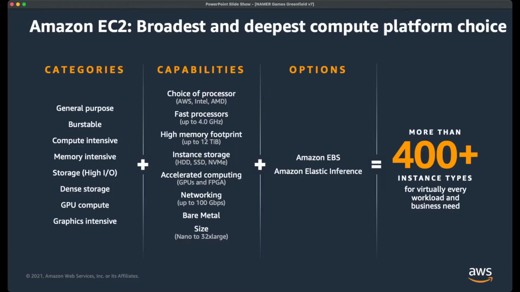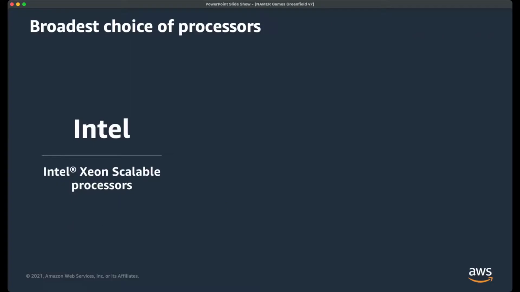So Amazon EC2 offers the broadest and deepest compute platform with over 400 instance types and sizes available today. This is really important so that you can get super granular on instance types and map those to pretty much any workload and business needs you may have. This ensures that you're using the most efficient instance possible for any given workload that you need to run in the cloud. That choice includes a choice of processors.